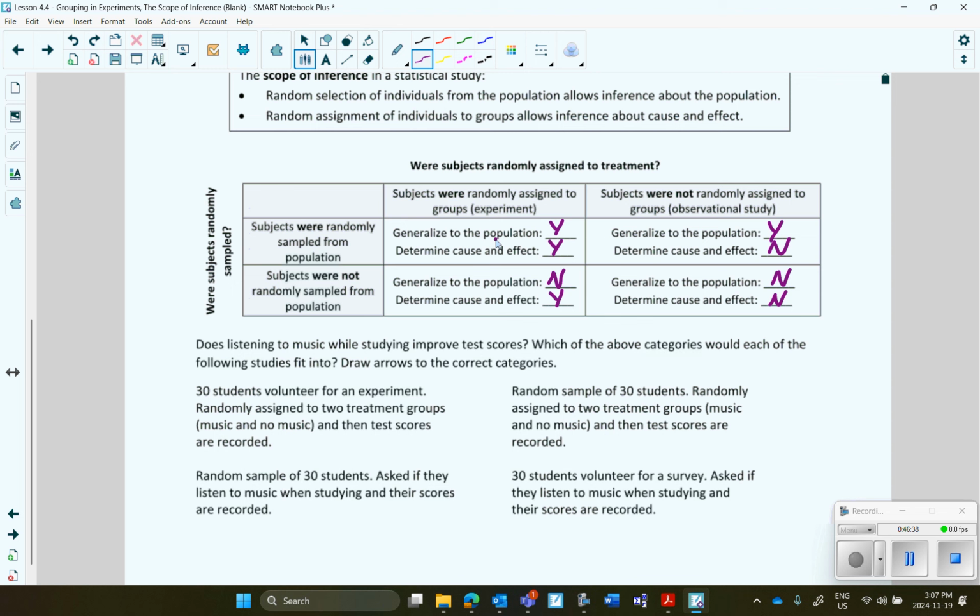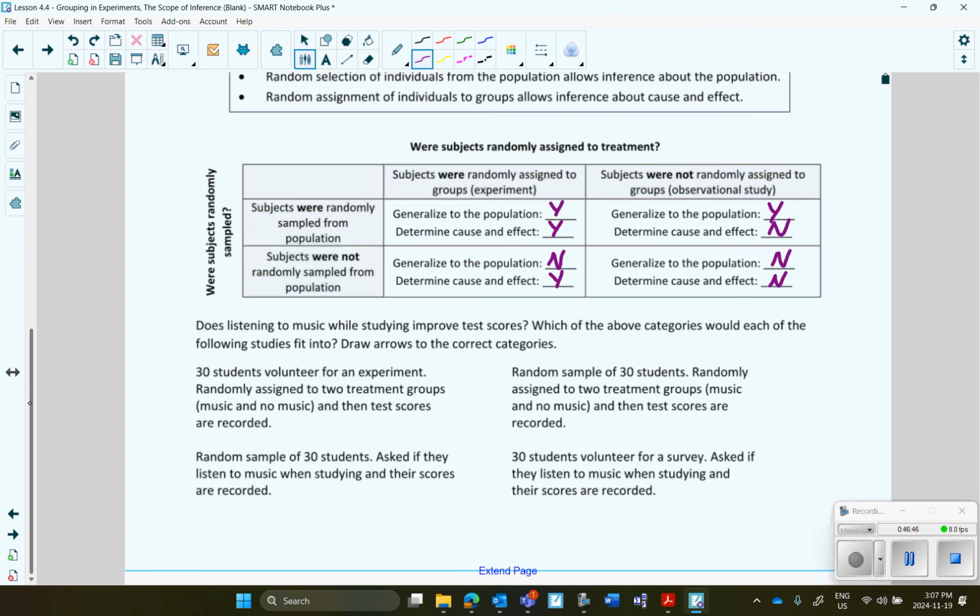So just as a final sort of little question, here's four situations. Which ones do you think they are? Which of the four? Thirty students volunteer for an experiment, randomly assigned to two treatment groups, music and no music, and then test scores are recorded. Not randomly sampled, but randomly assigned.